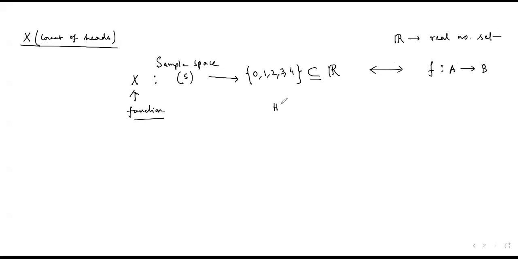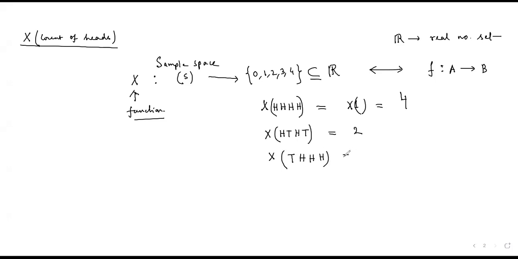If I take any element HHHH, say this is my first outcome, you just write 1. And if I apply X on it, or if I apply X on 1, meaning the first outcome, you find the probability, the count is 4. If I take any outcome, say HT, and count the number of heads, it will be 2. If I take any outcome like THHH, here the count is 3.